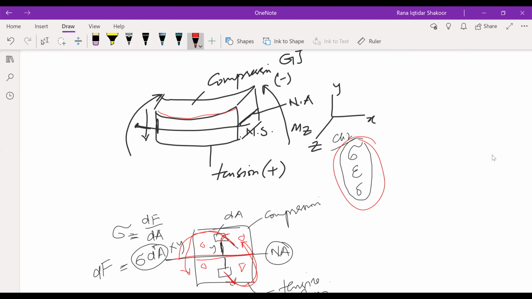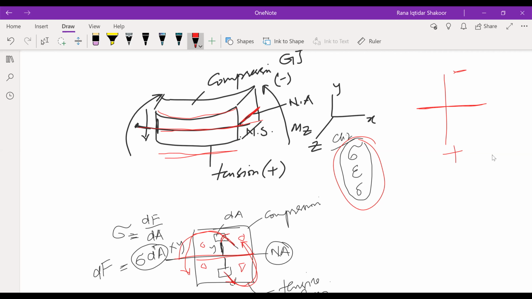So we are moving from negative to positive, and there must be something where no stresses will be there, resultingly no strain, and that surface is called the neutral surface. Over here you can see this is the neutral surface, and it is along the longitudinal plane. This is our cross sectional area, and along the cross sectional area, this neutral surface is called the neutral axis.